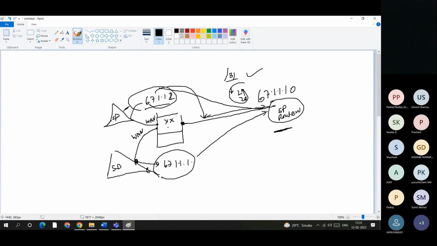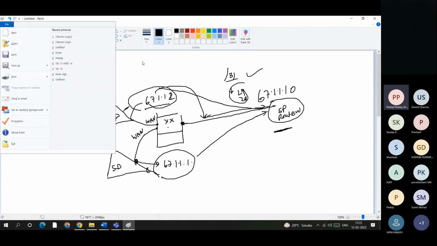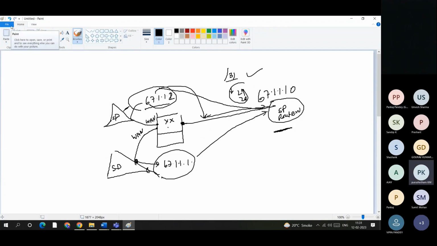Okay, any other question? But can you open the previous diagram? I have one small question. Okay, yes, I wiped it. But I'll ask my question.